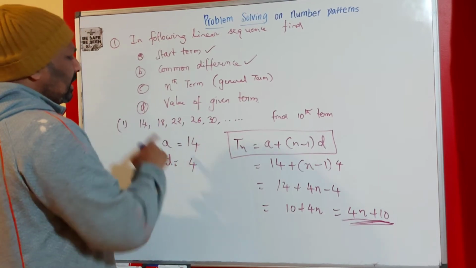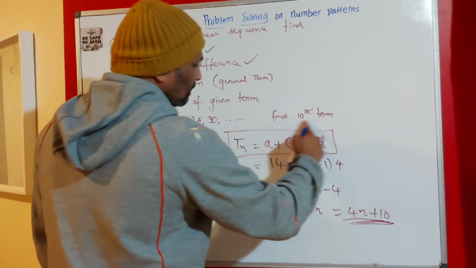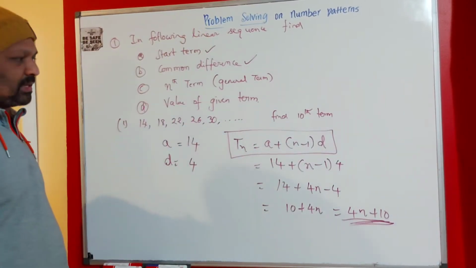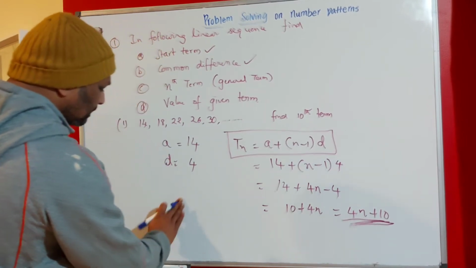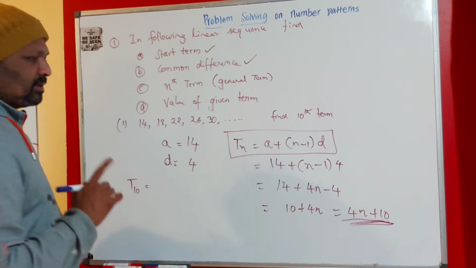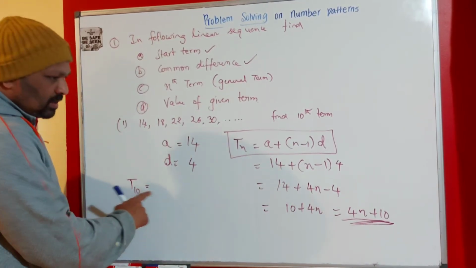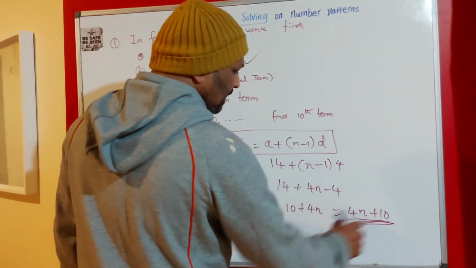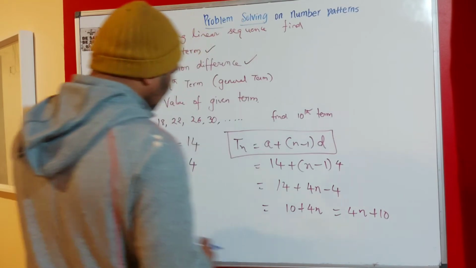Okay. And the fourth part, D, is the value of a given term. What is the given term? The question asked in this series is to find the 10th term. So you need to find out T10, because you are asked to find the 10th term. 10th term is T10. So what is the general term here? 4n plus 10. That is the general term.